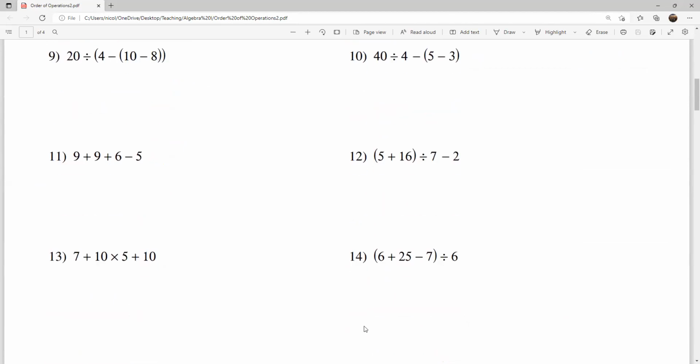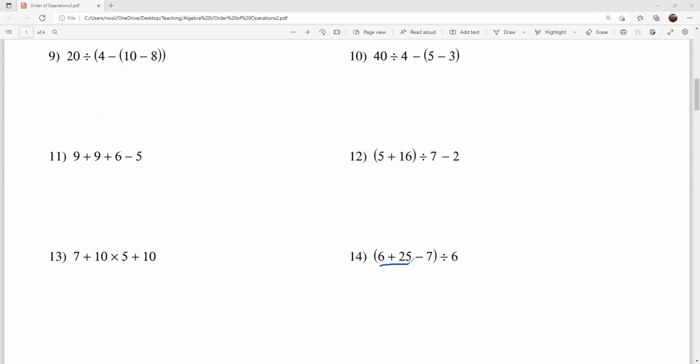Okay, so let's kind of skip around here. You want to start with the innermost parentheses first. This gets you 2. You then now have 4 minus 2. Yes, you can get integers with these sometimes. This one won't give you an integer though. 10 minus 8 is 2. 4 minus 2 is 2. So you have 20 divided by 2, which is 10. And that's the answer for that one.